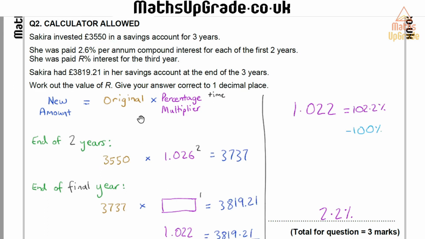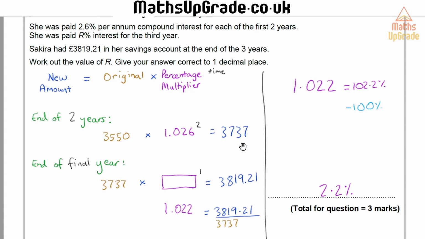So at the end of 2 years, originally she had 3,550, so at the end of 2 years she would have had that multiplied by 2.6% as a percentage multiplier, which is 1.026, and that's to the power of 2 because it's applied for 2 years. So with the calculator, that would be 3,737. Now in the final year, we don't know her interest rate, so this multiplier is missing here, but we do know she ended up with £3,819.21, and she started a 3rd year with 3,737. So I'll set up an equation here.